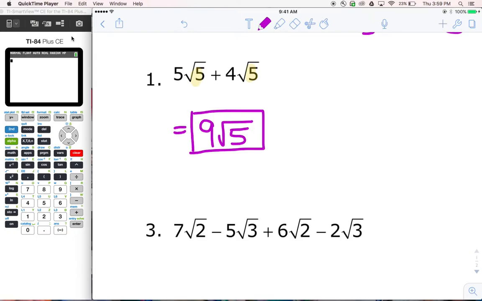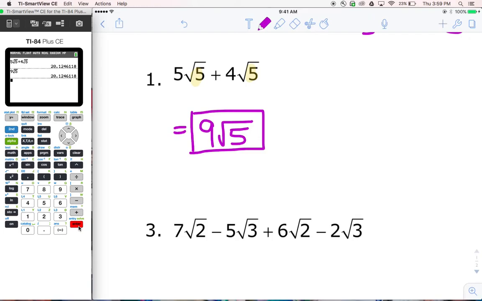Again, like yesterday, remember that we can always check this, right? We can do 5 square root of 5 plus 4 square root of 5 in the calculator, and let's see what we get. We get this crazy decimal, right? And when we combine them, we got 9 square root of 5. And those match, right? So we know that we did our math correctly, okay?